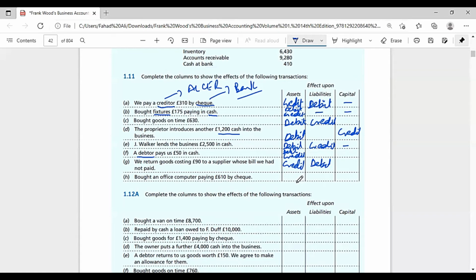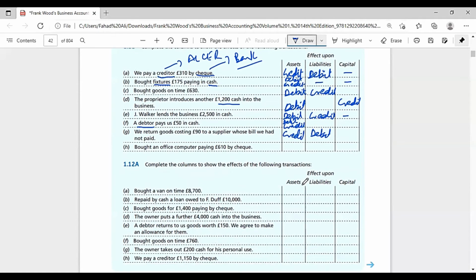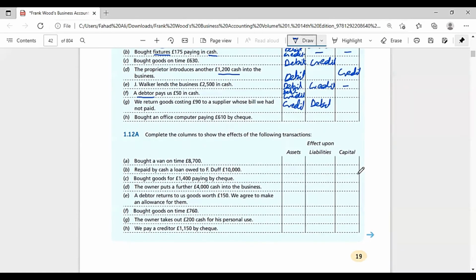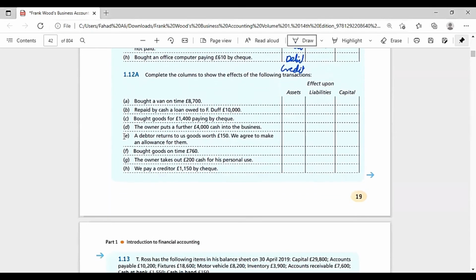Bought an office computer paying 610 by check. So increasing is debit in assets, and bank is credit because it's decreasing. Did you understand this question? Yes. So would it be possible that you solve 1.12 on your own in the class? So you continue with that. I'm there. If you want to ask any questions, you can ask. Okay.